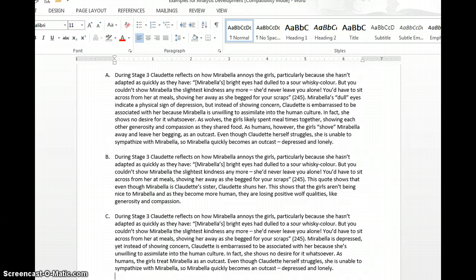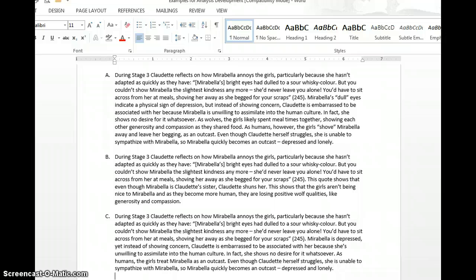Mirabella's dull eyes indicate a physical sign of depression, but instead of showing concern, Claudette is embarrassed to be associated with her because Mirabella is unwilling to assimilate into the human culture. In fact, she shows no desire for it whatsoever. As wolves, the girls likely spent meal times together, showing each other generosity and compassion as they shared food. As humans, however, the girls shove Mirabella away and leave her begging as an outcast. Even though Claudette herself struggles, she is unable to sympathize with Mirabella, so Mirabella quickly becomes an outcast, depressed and lonely.